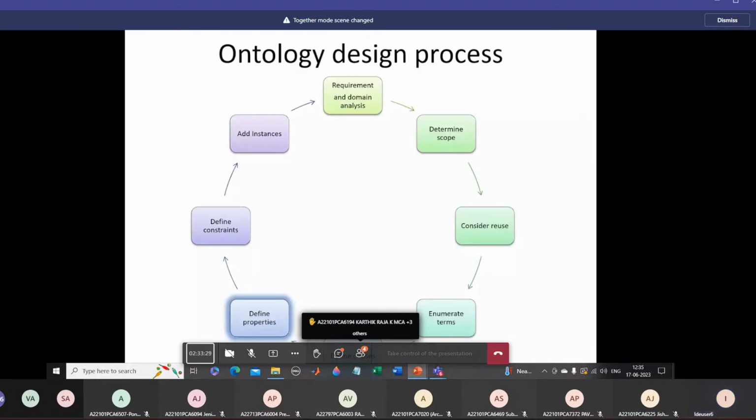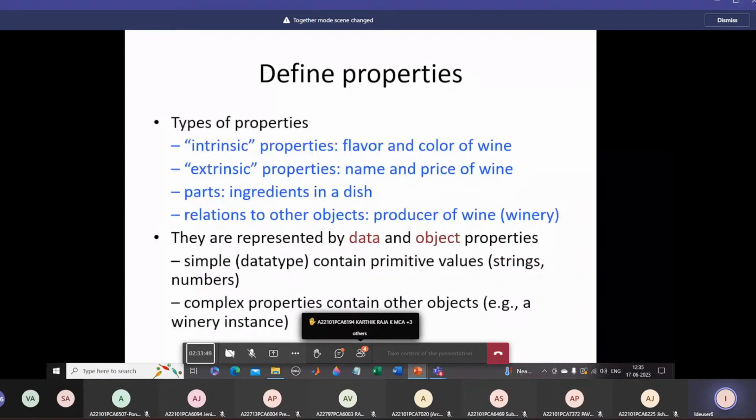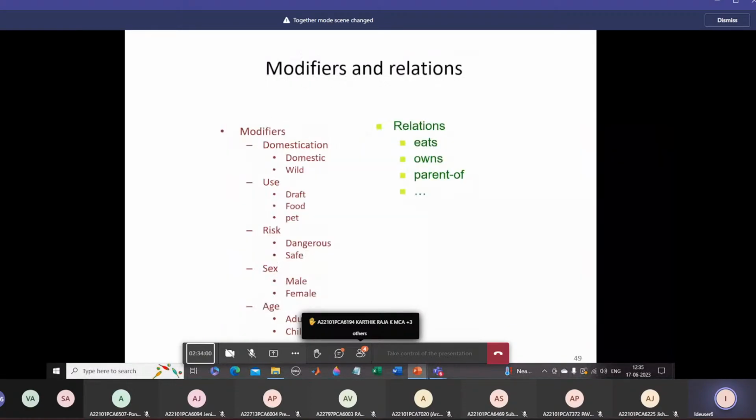And then we have the next one, properties. It is interlinked with the previous step. Properties describe the attributes of the members of a class and the semantics of the subclass. So whenever A is a subclass of B, every property that holds for B must also apply to A. There are different types of properties: intrinsic, extrinsic, mass, relations, and all that. They are all represented by data and object properties. And now you can modify it with the relationships.